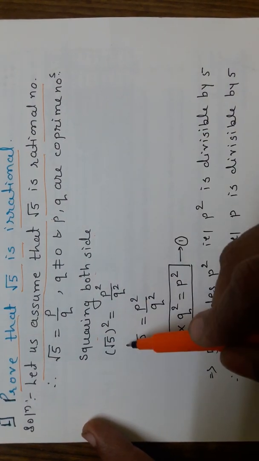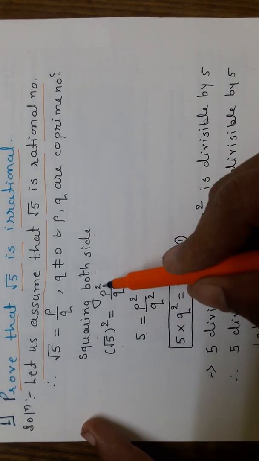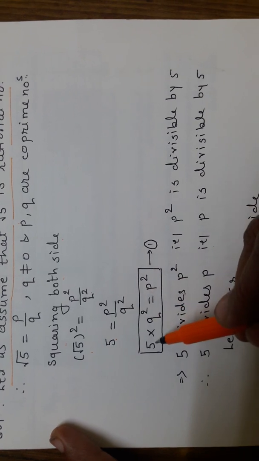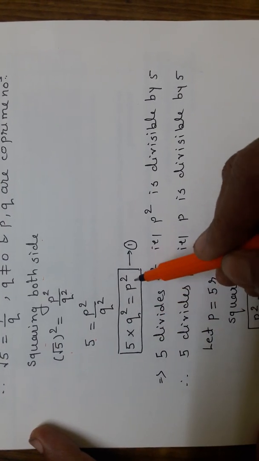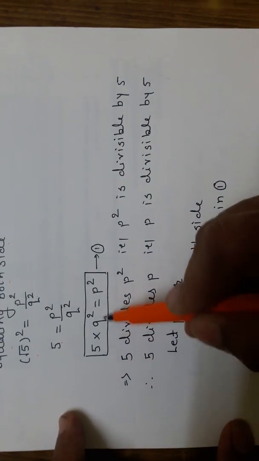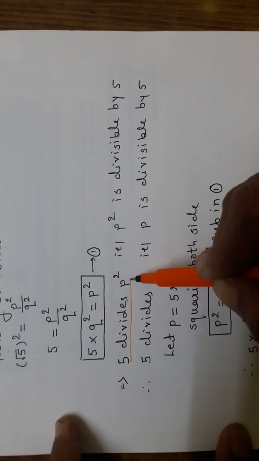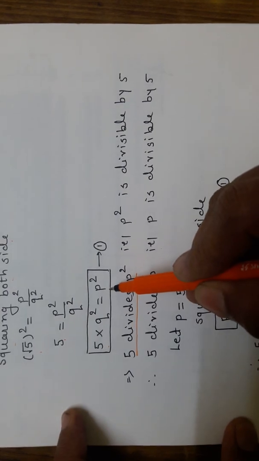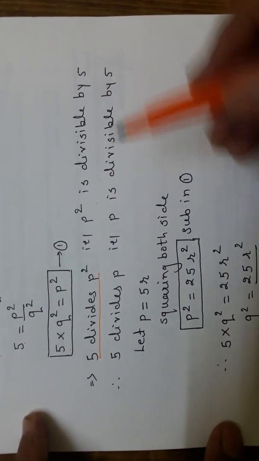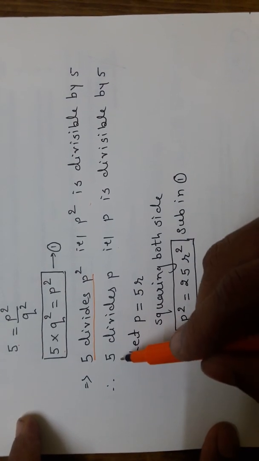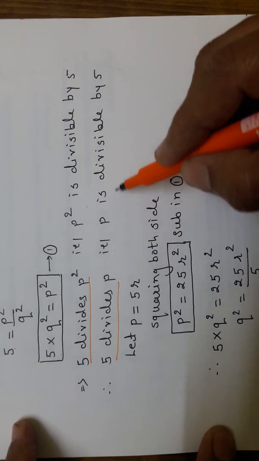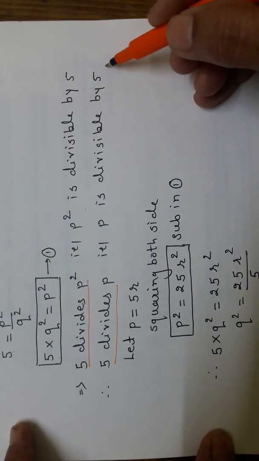Squaring both sides, root 5 square is 5, p square by q square. Again we will do a cross multiplication: 5 into q square is equal to p square. We will write this as equation 1. From this equation we can write 5 divides p square, meaning 5 is one of the factors of p square, that is p square is divisible by 5. By theorem 1.3, 5 divides p, that is p is divisible by 5.